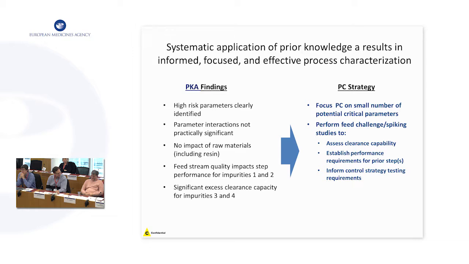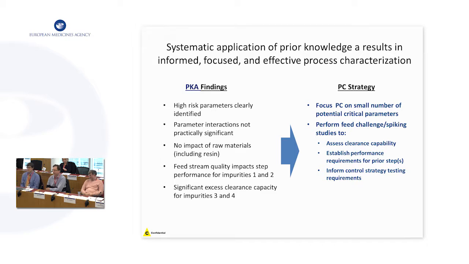So I'm trying to make up time, so this is my last slide. This is just an illustration of how we use all this knowledge to really have a focused PC strategy, process characterization strategy, on the impact of the step on quality. Our prior knowledge assessment for this unit operation clearly identified what the high-risk parameters were, and also identified parameters which were very low risk, that were non-CPPs. I didn't show this data, but process parameter interactions shown in multiple DOE models were not practically significant for this step.